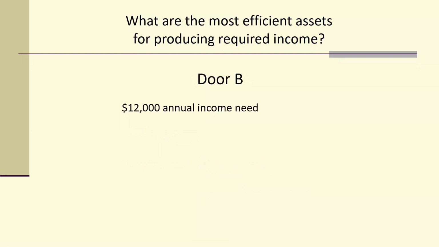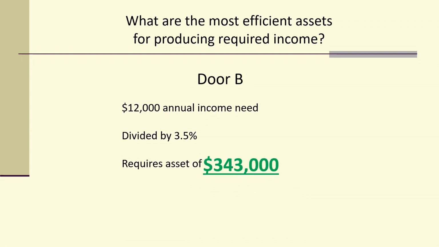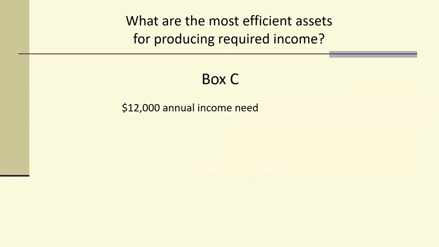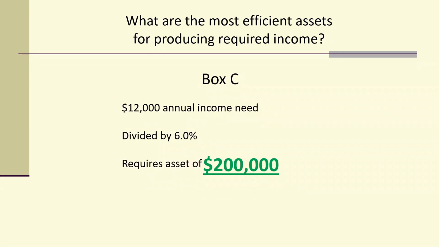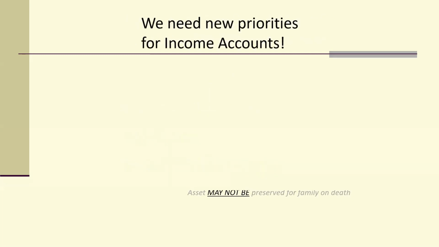Option B is basically our bond fund, which would require an asset of just over $340,000. And again, those assets are going to be available to your family on death. Option C would be basically this asset class, which is some sort of annuity, which is going to cost you $200,000. And those assets may not be available to your family after you're gone. So those are the options you have.